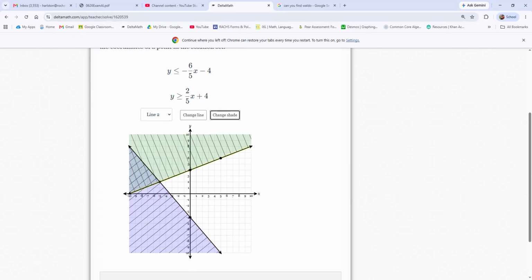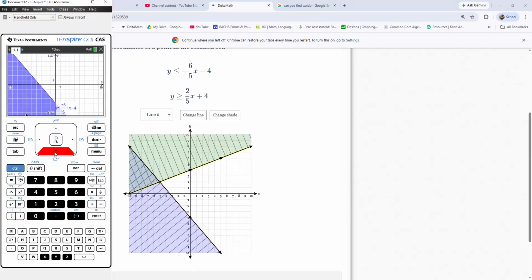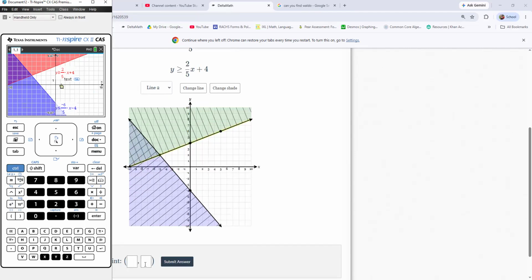Now, I'm going to go back to the calculator because I want you to see. I've already entered that second equation, so I just need to go find it right here. So you can see that these two match. Now, they want us to find a point in the solution set. This area is the solution set. So we need a point in this area. So we can go over, let's say, to -8, and then let's go up +3.